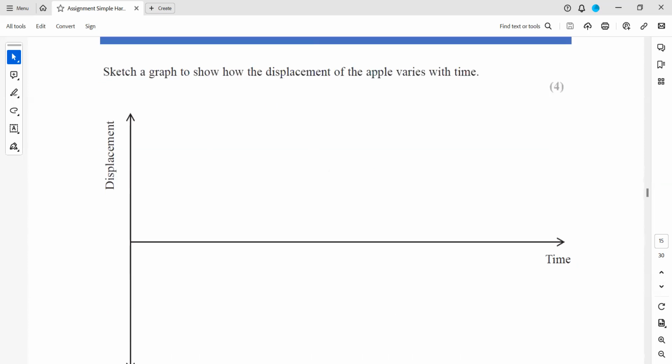So first what we have to do, we have to label the points. As the amplitude is 10 centimeter, so we'll have +5, +10, +15. Then we have -5, -10, and -15.